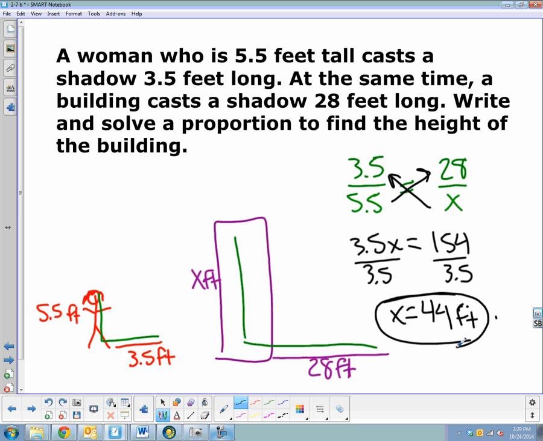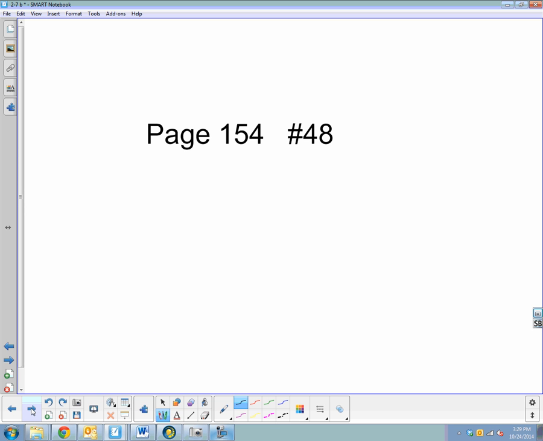So that's what we're looking at. We're drawing pictures, we're creating these triangles, and we're using some indirect measurements to get the height of buildings, flagpoles, trees, that we wouldn't normally be able to measure without these similar triangles and these proportions. Try this problem, 154, number 48. Draw a picture, see if you can get the result that you want, and we'll do some more problems in class.